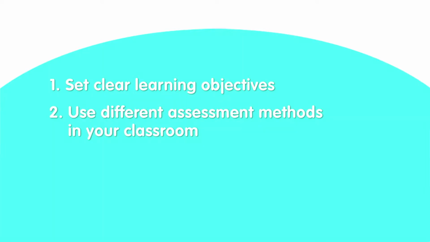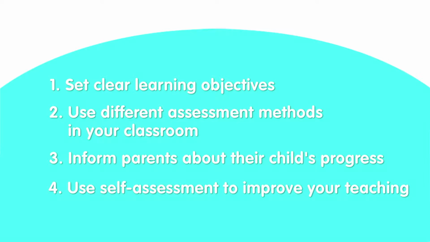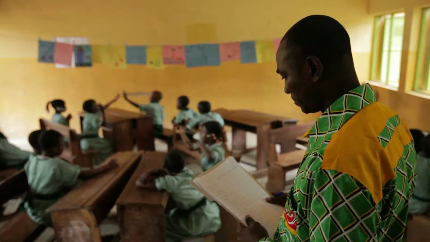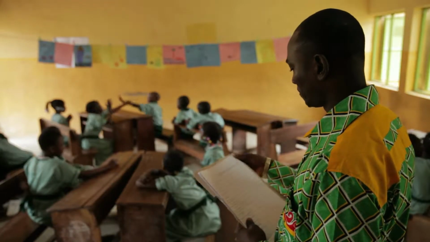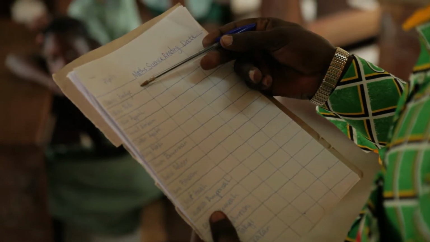We're going to look at 4 ways to evaluate your pupils and yourself. First, begin each day by setting clear learning objectives for your lesson plans. Second, use different types of assessment in your classroom. Third, keep parents up to date about how their child is progressing. And fourth, learn to improve your teaching through self-assessment. One of the most important parts of teaching is evaluating your pupils. You use assessments to learn about where they're performing well and where there's room for improvement. When you do this, you also assess how well your lessons and teaching methods are working.